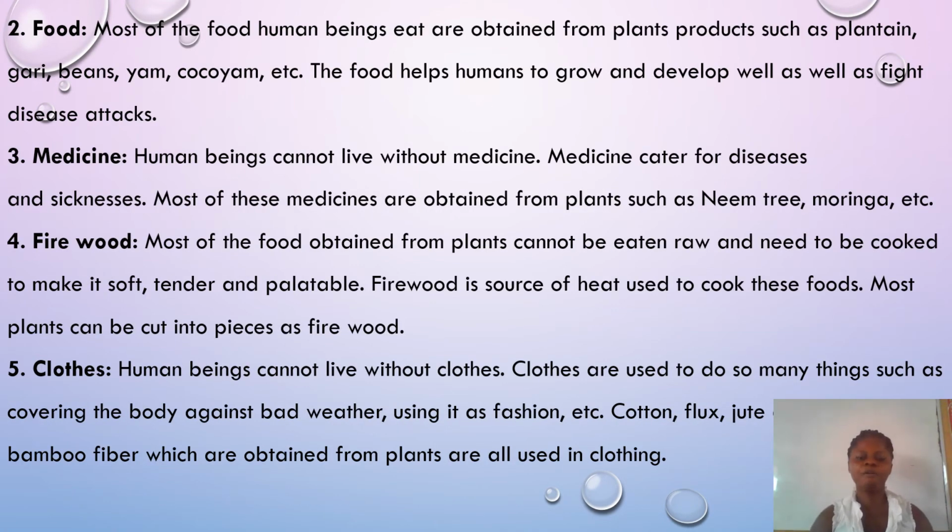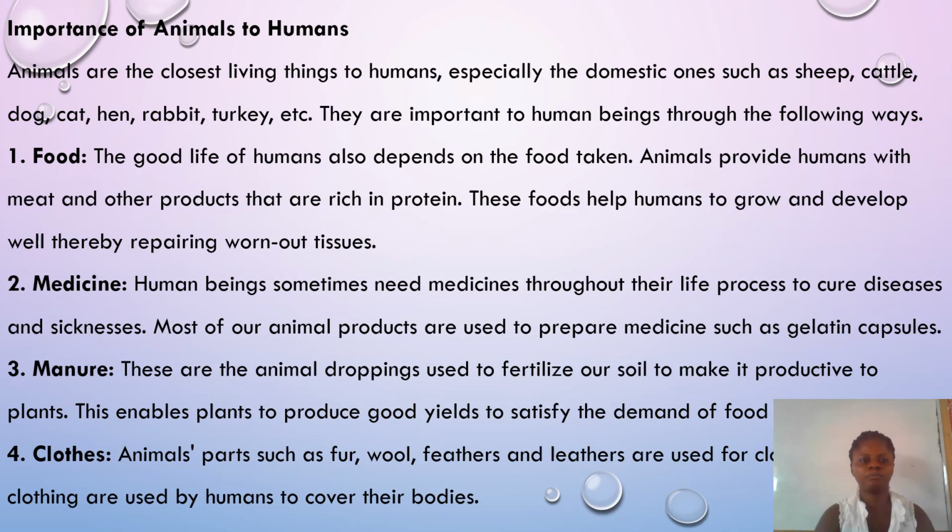We also get our food from plants. The cocoyam that you eat, the cassava that you eat, the plantain, the rice, all the food that you eat, they all come from what? Plant. Medicine, our medicines also come from plants. Most of our medicines come from plants. We get firewood from plants. We get clothes too from plants. Examples of plants that we get clothes from are the cotton plant, the flax plant, the jute plant. We get clothes from all these plants.